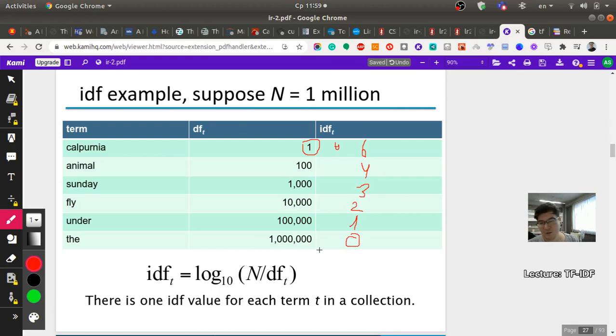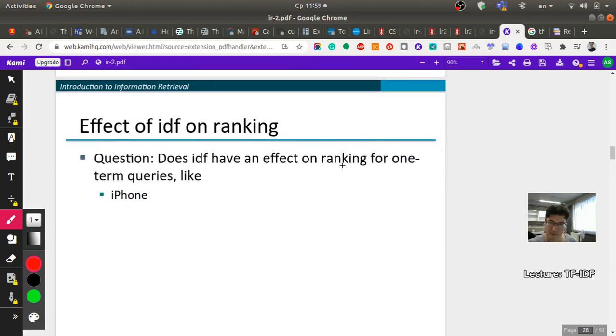So why is this 0? It is because the word is in all documents, so it will be 0. You can neglect this word. This word should not be considered. But for example, words like Calpurnia, animal, Sunday, fly should be considered in some way.